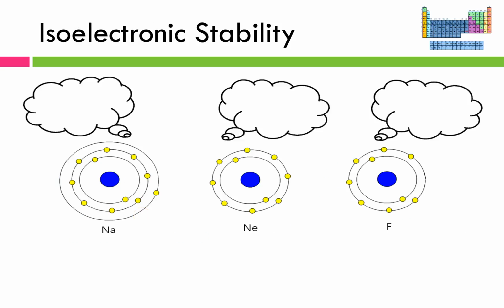So it's come up a couple of times now, this idea that metals want to lose electrons to become cations and nonmetals want to gain electrons to become anions. And I want to take a little bit more time just to discuss why that's observed. And it can really be explained through something called isoelectronic stability. I know that sounds confusing, but it's actually not so bad.